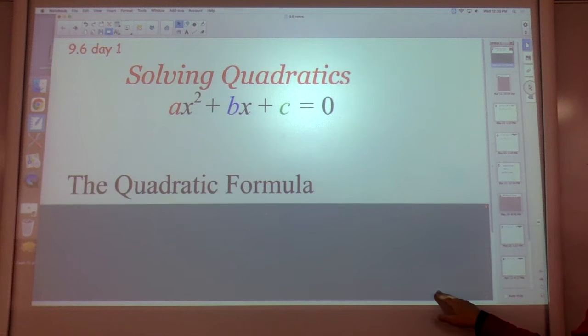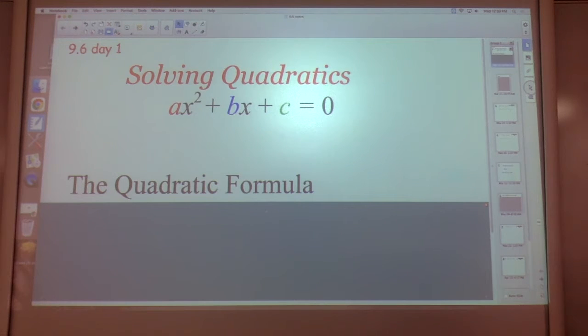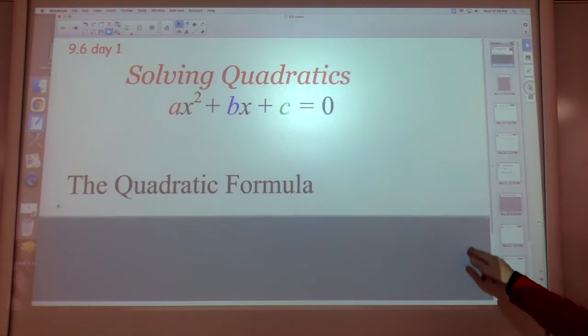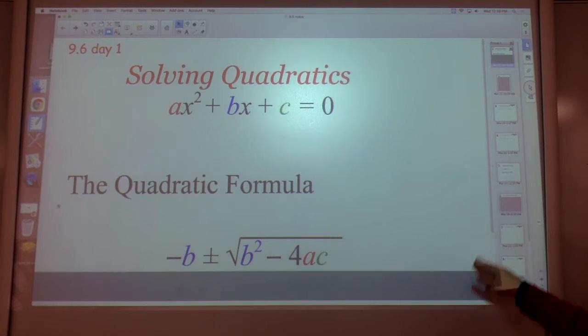We're going to do a formula called the quadratic formula that we use when graphing doesn't work. We get problems that aren't factorable, and square rooting isn't an option. There's a lot going on there.